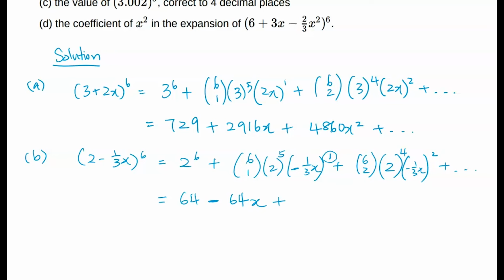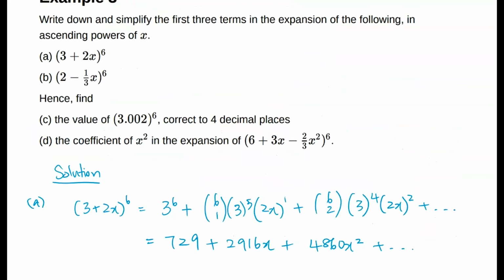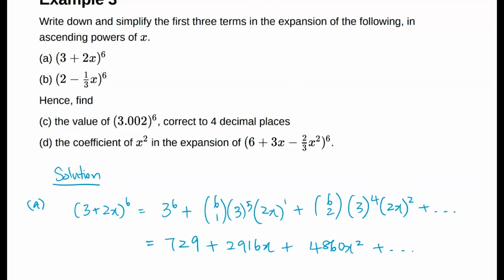Plus, the last one is 6 choose 2 times 2 to the power 4 times 1 over 3 squared, which gives me 80 over 3. But because this is negative and it's squared, so it's just positive, and x squared plus dot dot dot. Okay, so we've done part A and part B. So now part C and part D. Hence means it is related to part A and part B.